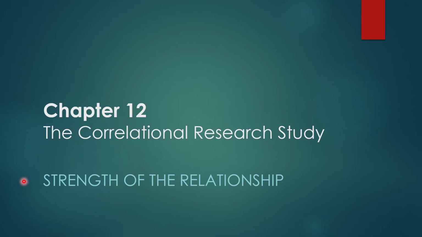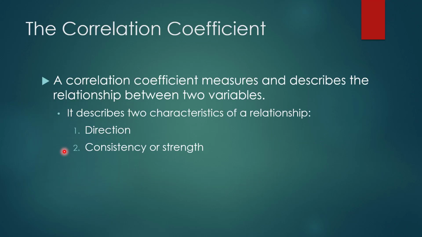This video will discuss how the correlation coefficient can tell us the strength of a relationship. So just to remind ourselves, a correlation coefficient measures and describes the relationship or the association between two variables. We've already discussed how it describes the direction of the relationship, and now we're going to talk about the consistency or strength of the relationship.